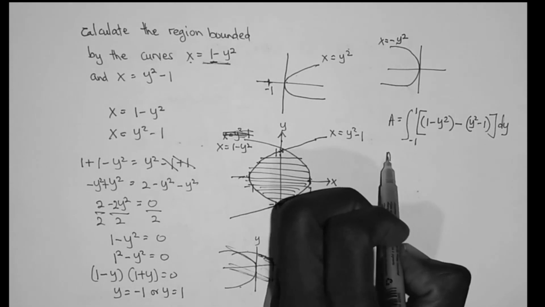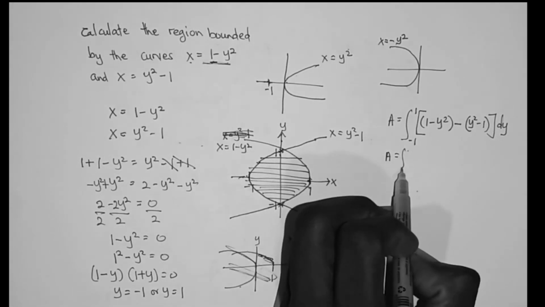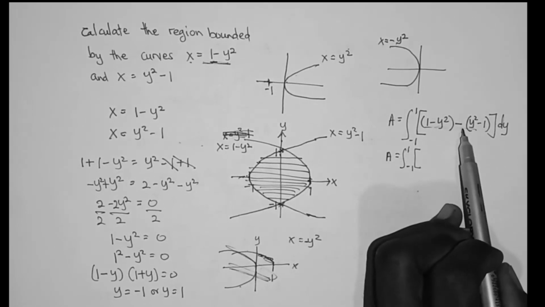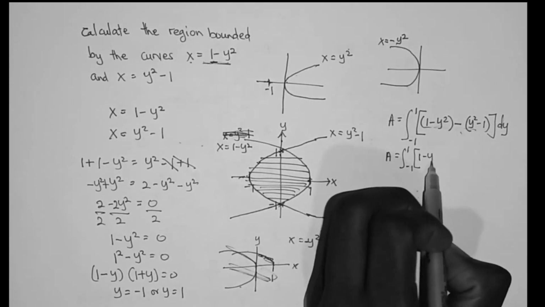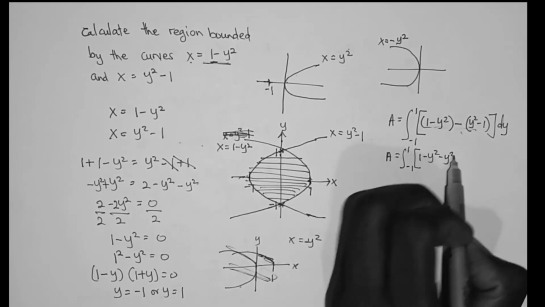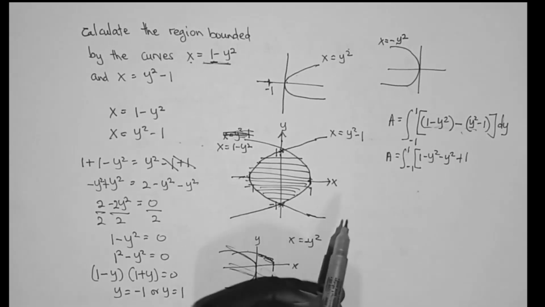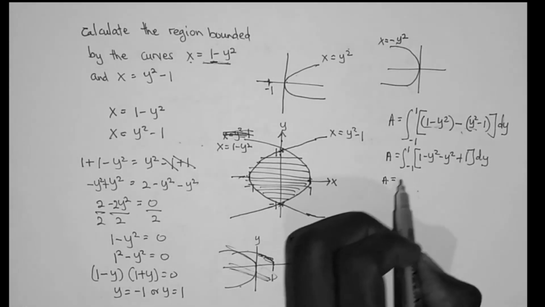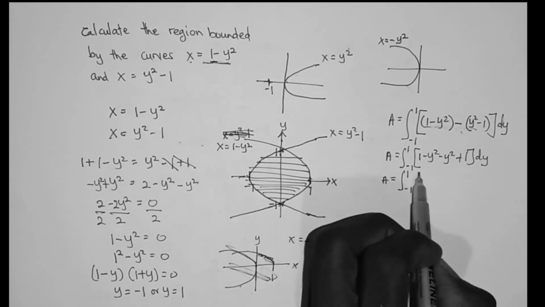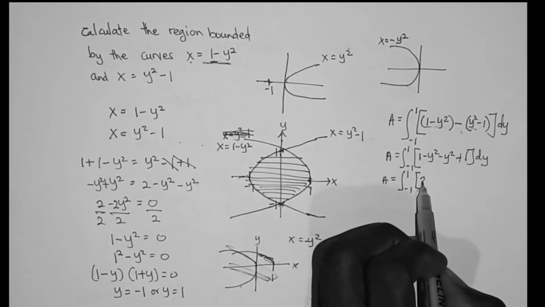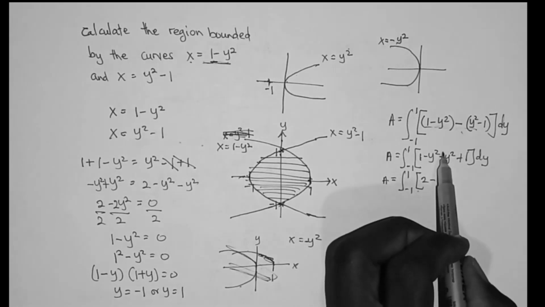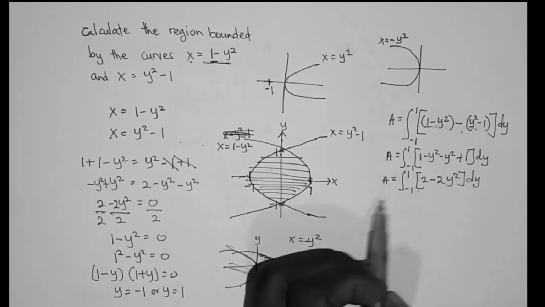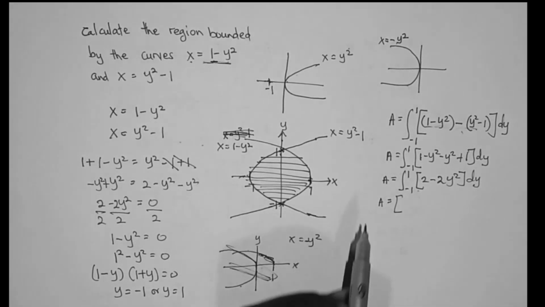So area A is equal to the integral from minus 1 to 1 of... Now let's remove this bracket. If you remove the bracket, it becomes 1 minus y squared minus y squared plus 1 dy. So area A is equal to the integral from minus 1 to 1 of 1 plus 1 is 2, minus y squared minus y squared becomes minus 2y squared dy.